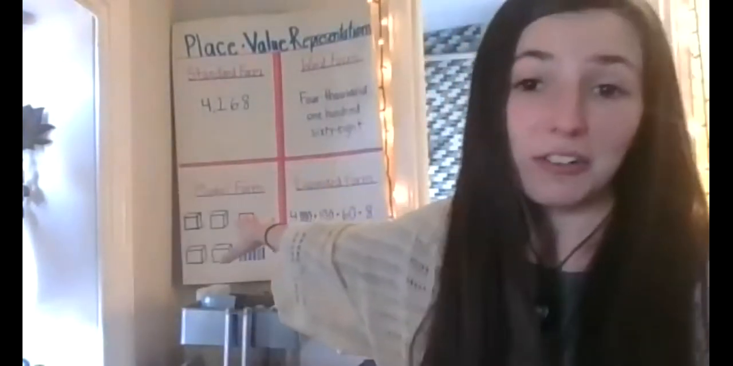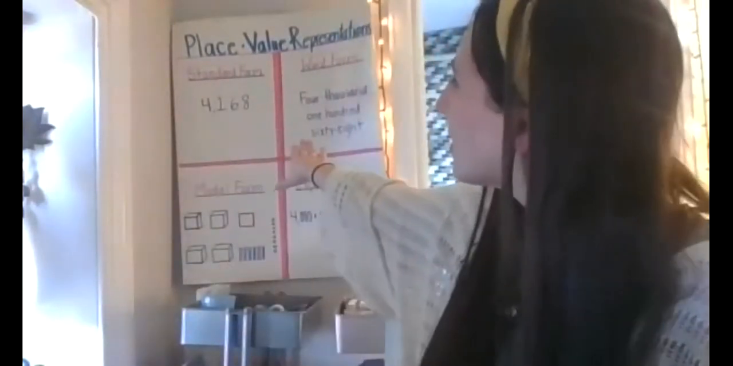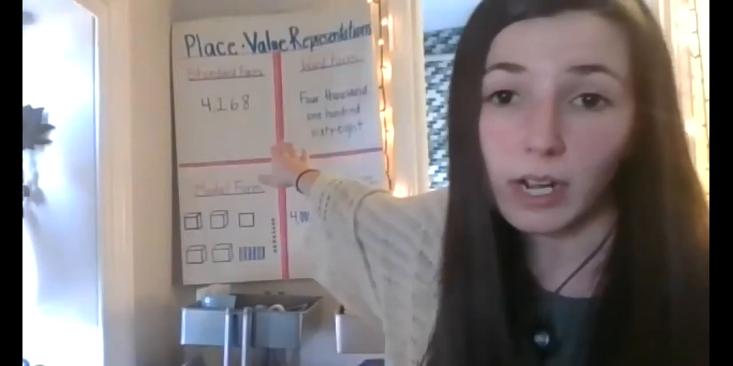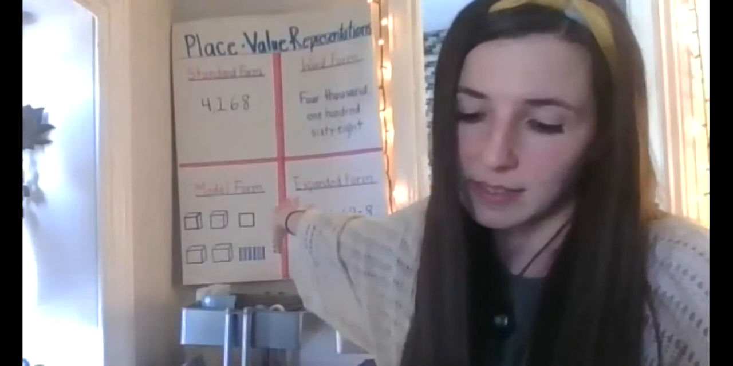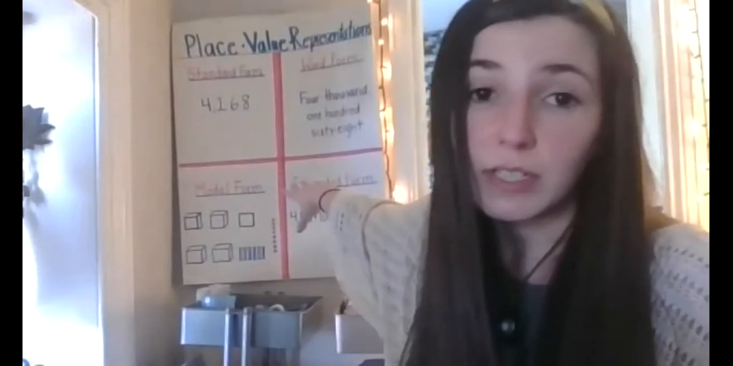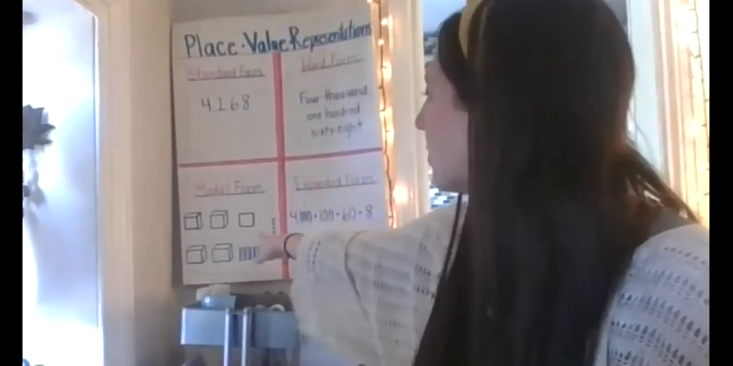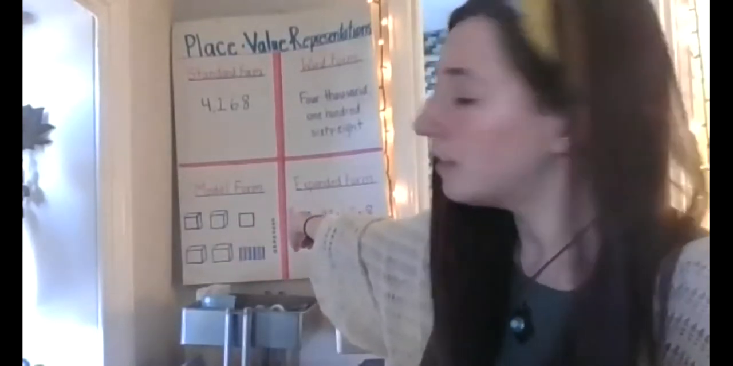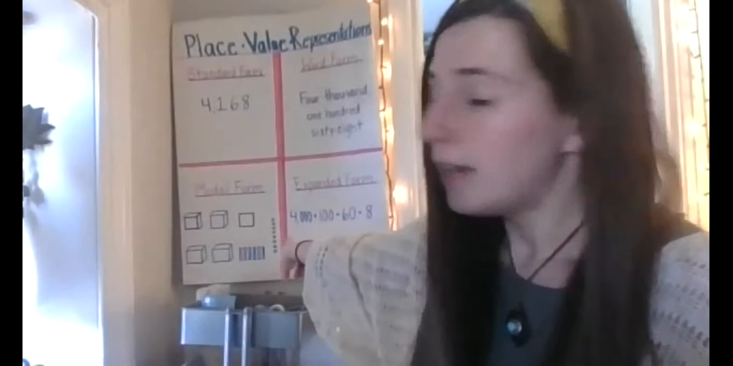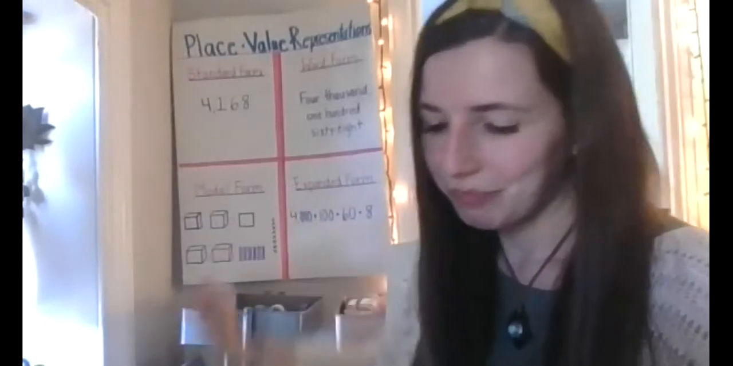Moving on to model form, you can see we have the same number, 4,168, but it's modeled out with our pictures. This is a number shown with the pictures specifically using our place value blocks. You can see we have 4 thousands cubes, 1 hundred flat, 6 ten rods, and 8 ones.